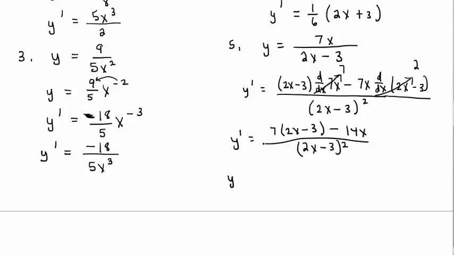(14x minus 21) minus another 14x. Oh, that's convenient. I'm kind of running out of a page here, so I'm going to go over to the side. Otherwise, I prefer to go down. So those will cancel. I'm left with negative 21 over quantity 2x minus 3 squared.